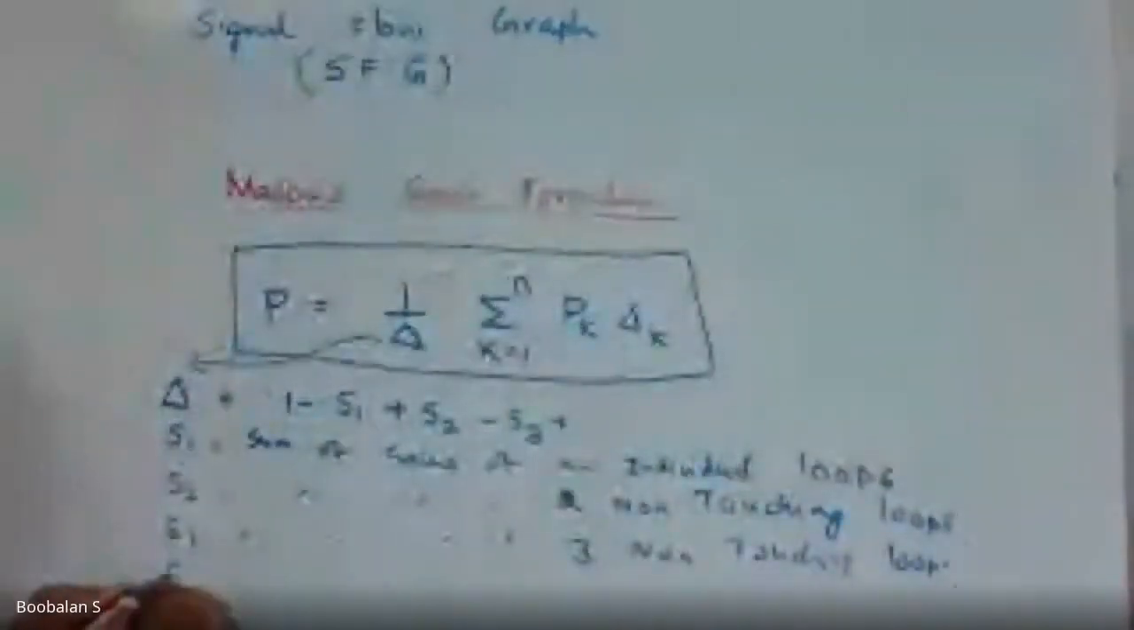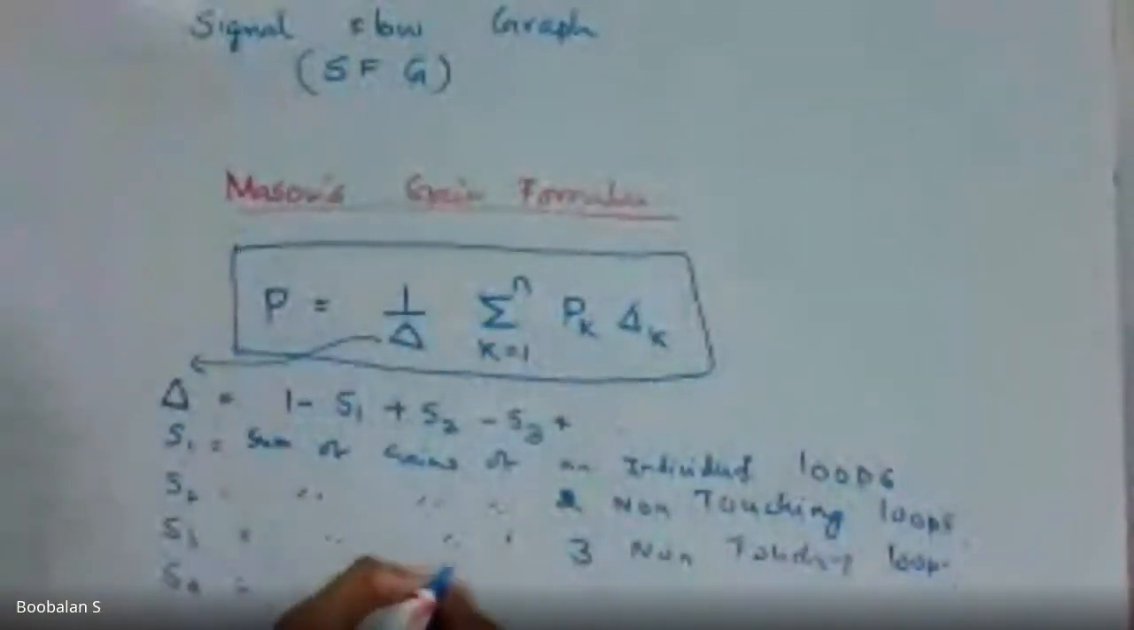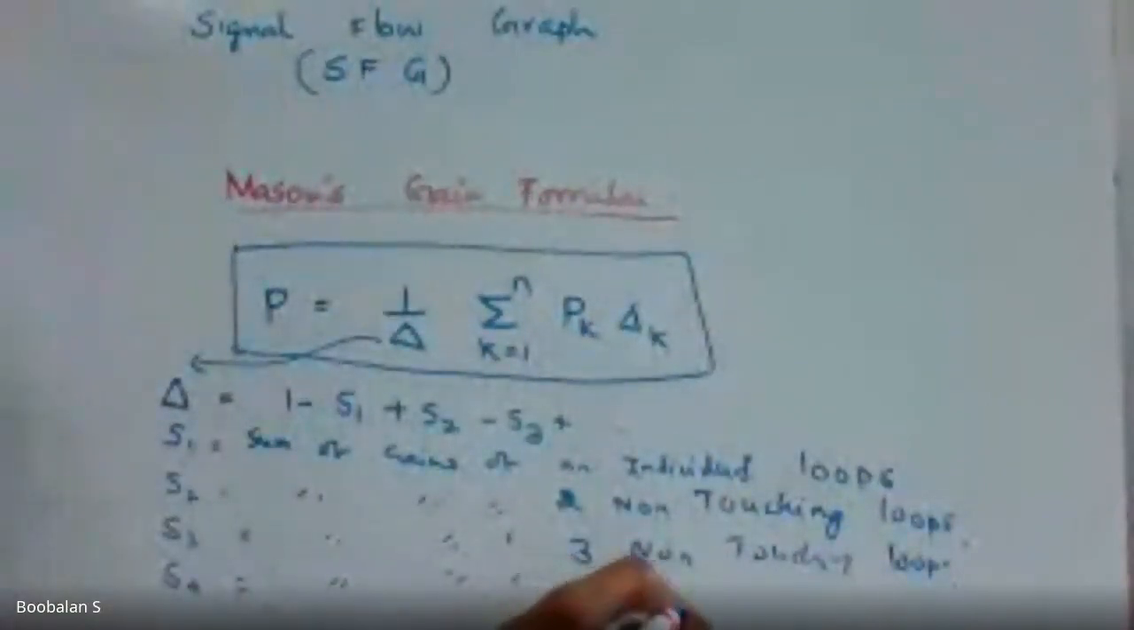S4 continues: sum of gain products of four non-touching loops. This will go on. Note it down, because while solving, it will be very important to recall.